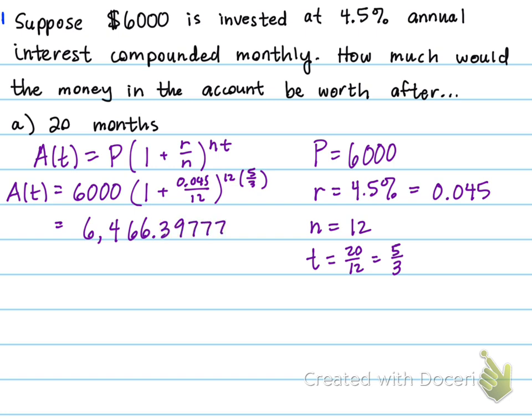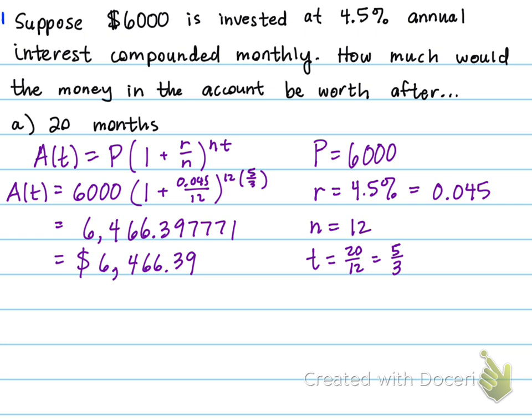6,466.397771. Now, logically, we're dealing with money, so we need to think about rounding or truncating in this case, because we can't invent money that is not there. So we're going to truncate at the hundredths place, and we would have $6,466.39.